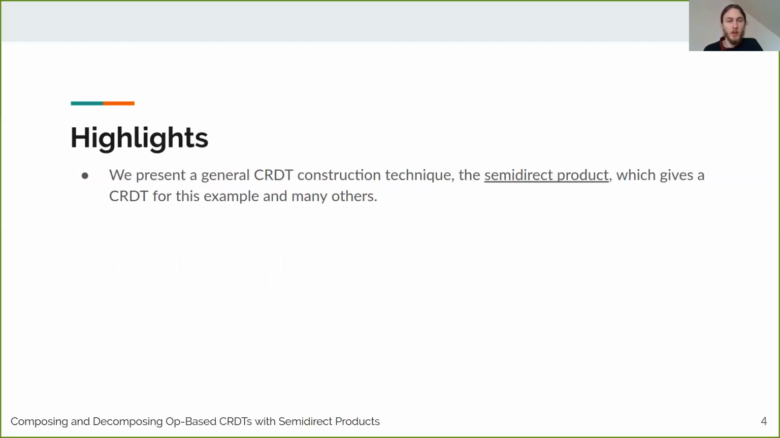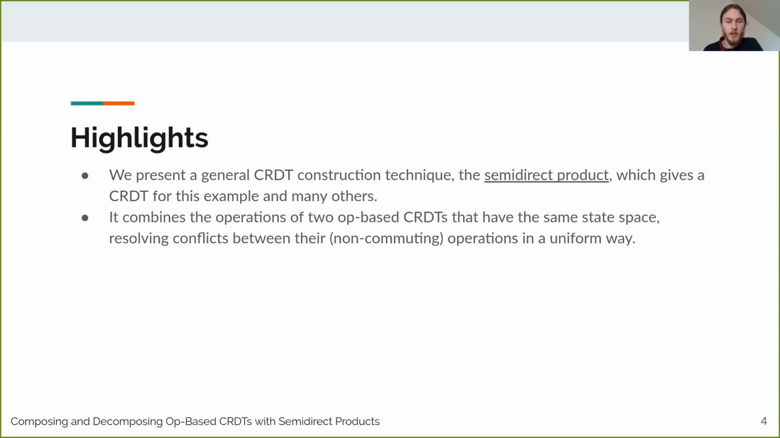So the highlight of our work is that we present a general CRDT construction technique, the semidirect product, which gives a CRDT for this integer register example and many others. It is a construction that combines two op-based CRDTs acting on the same state space. It makes a new CRDT with operations of both of the input CRDTs. And it resolves conflicts between their non-commuting operations in a uniform way.